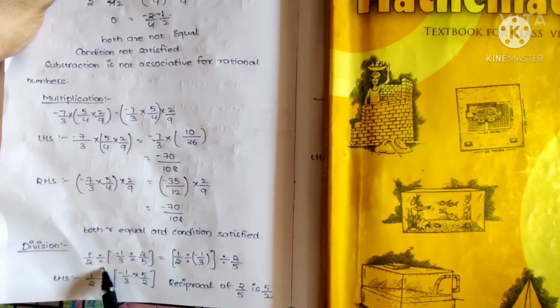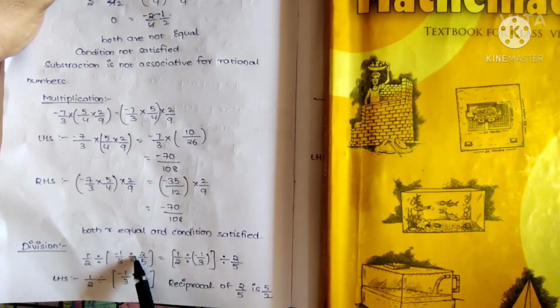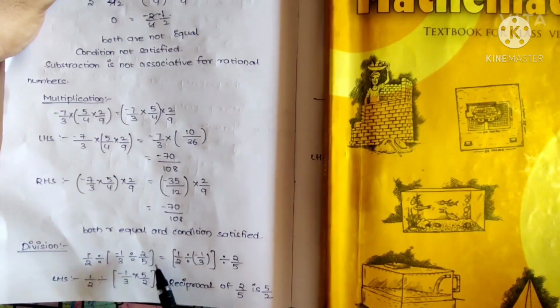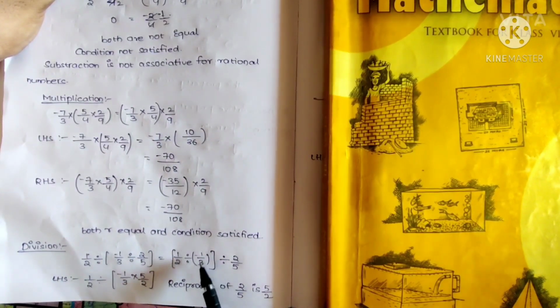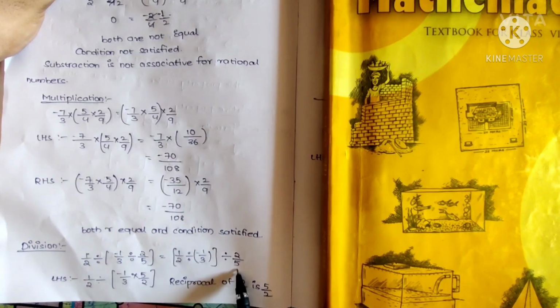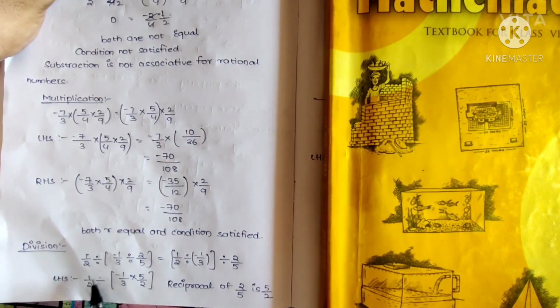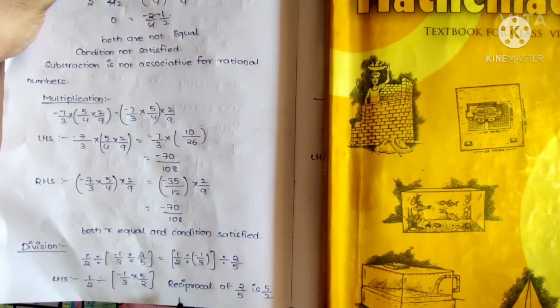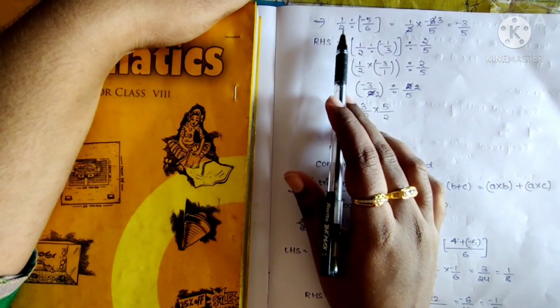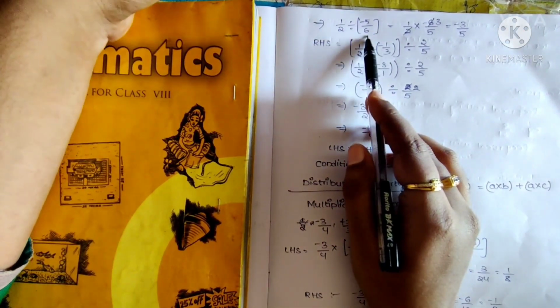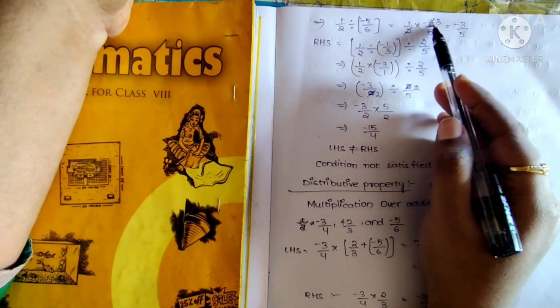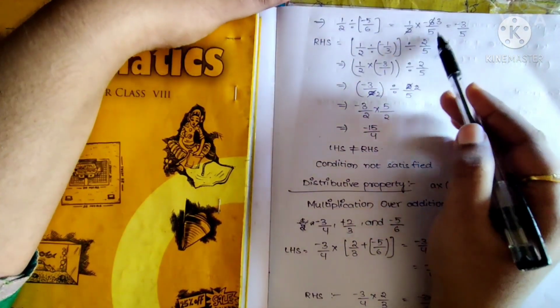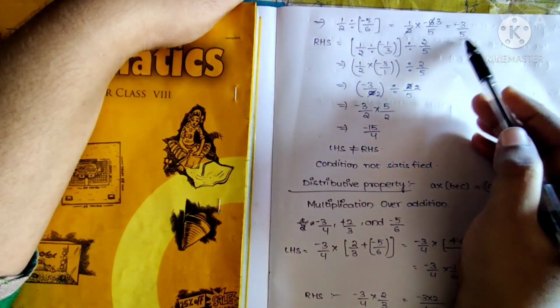(1/2 ÷ −1/3) ÷ 2/5 equals 1/2 ÷ (−1/3 ÷ 2/5). Now let us take the LHS. 1/2 divided by minus 1/3, into 5/2. Here the 2 by 5 will be reversed because the reciprocal of 2 by 5 is 5 by 2. And here 1/2 divided by minus 5/6, that is 1/2 into minus 6/5, because the 5 by 6 will be reversed, and the result will be minus 3 by 5.